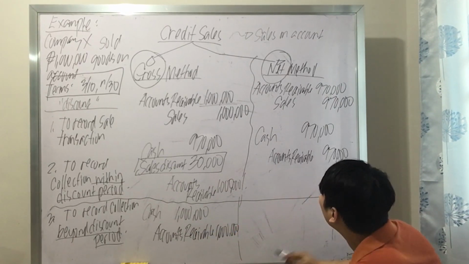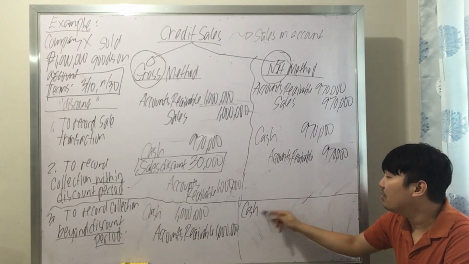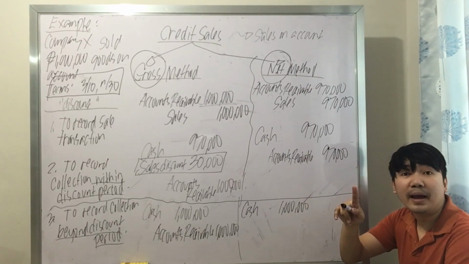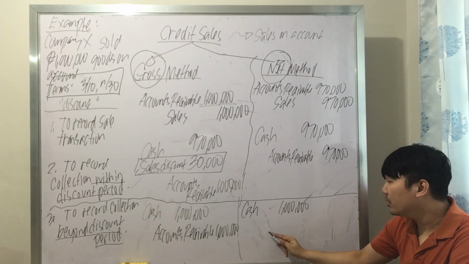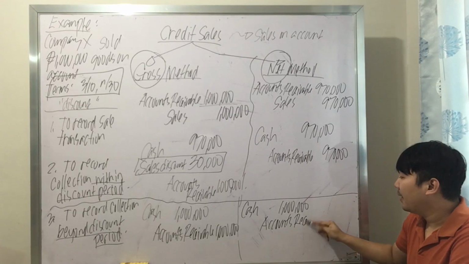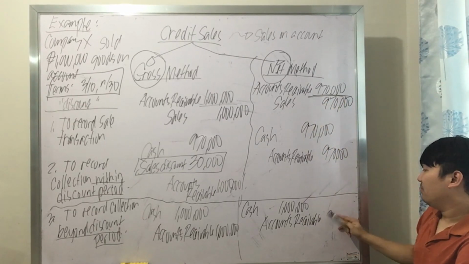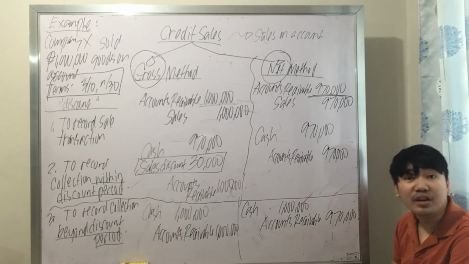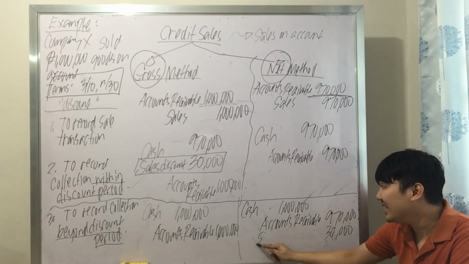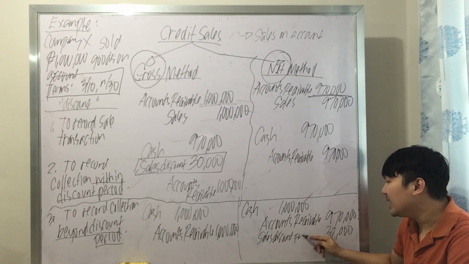Eh, sir, paano to? Di ba ang babayaran sa kanya 1 million? Okay. Tignan mo to, class. 1 million yan, di ba? So, credit mo, accounts receivable. Tignan nyo to, class. Yung accounts receivable niya, okay? 970 lang. Ayun, o. So, yung 30,000, saan mo kukunin yun? That's another account item. Sales discount forfeited.